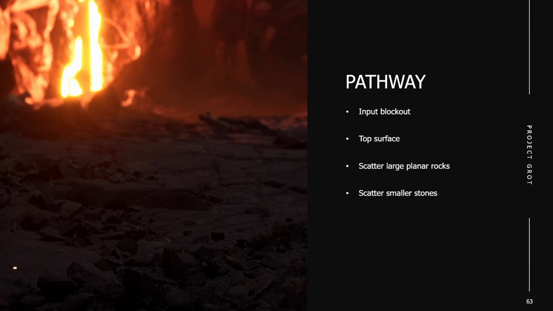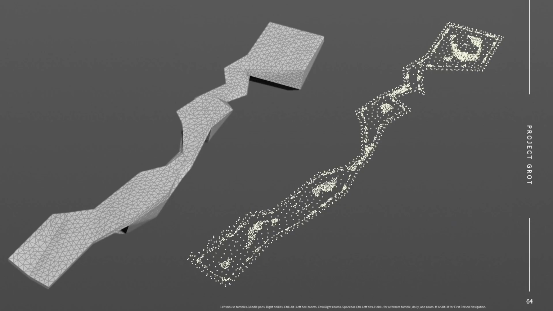Then we have the pathway tool. This is again coming from the blockout. So we get a blockout where we want to have the path, and then we're going to get the top surface and scatter meshes procedurally along that surface. Here on the left is the blockout of the pathway, so we can have this quite specific direction and shape. And on the right here is the output, which is a bunch of points that we scatter.